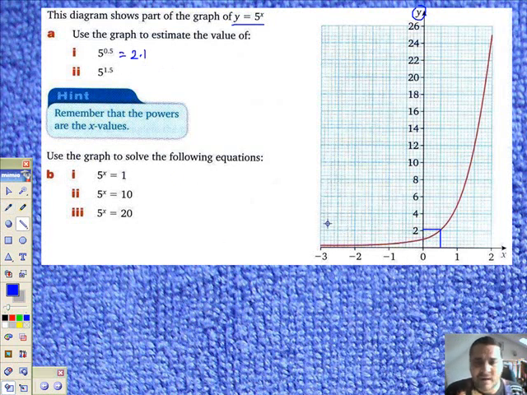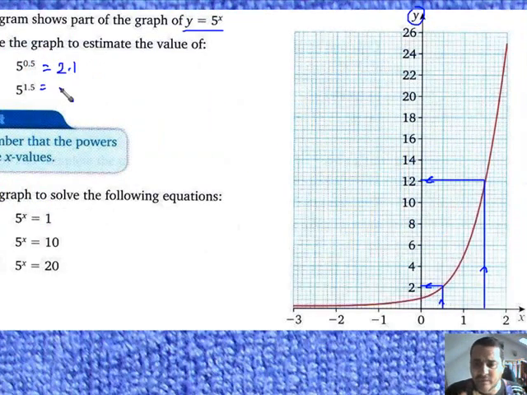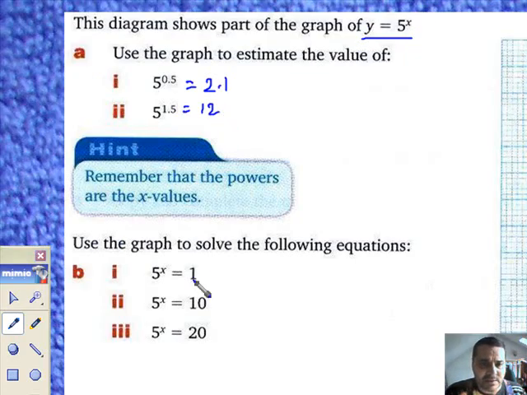And then we're going to do 5 to the power of 1.5. That's here. This will be easier to read, I think. Bam, hit it there, turn left. Well, it's conveniently landed on 12, so I'm going to run with 12. Again, I should have shown arrows. Always show the examiner what your brain's doing. So 5 to the power of 1.5 is approximately 12.